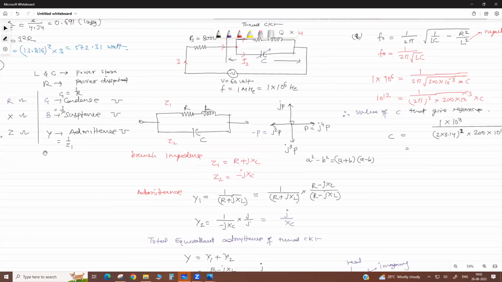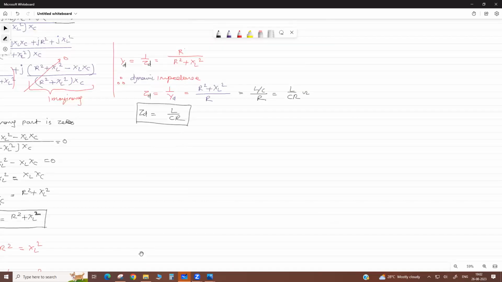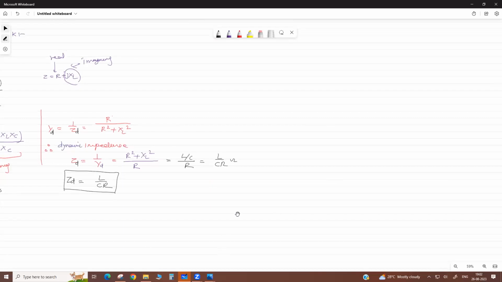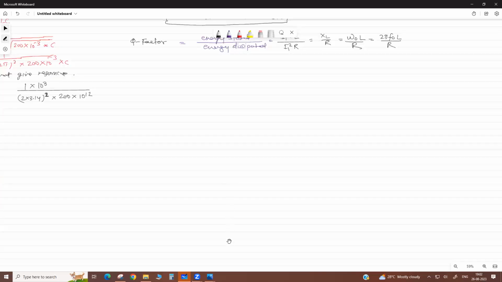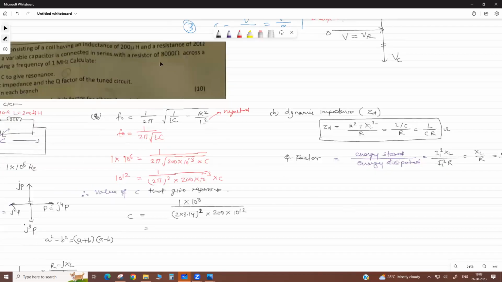This is the derivation. Now dynamic impedance I explain. Frequency of resonance we explain. Q factor we explain. Now if we do the solution of this question, please.